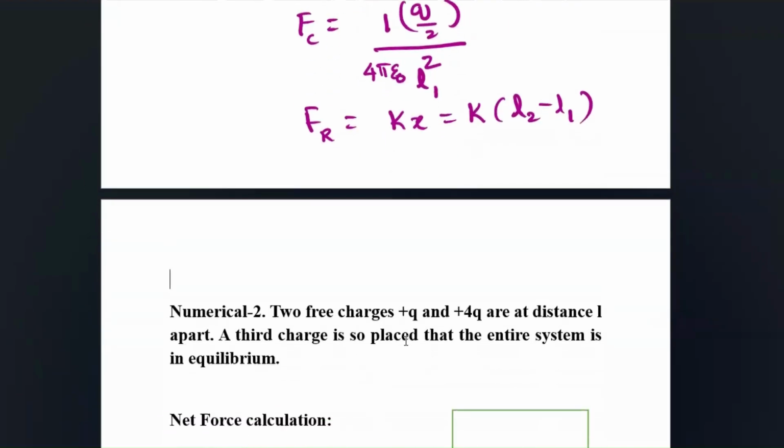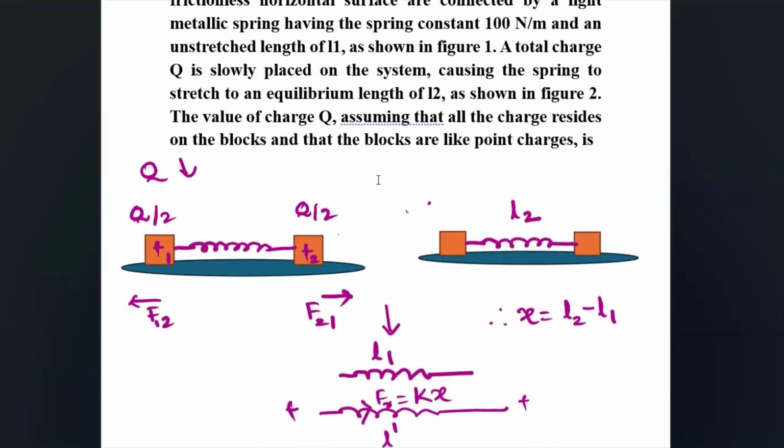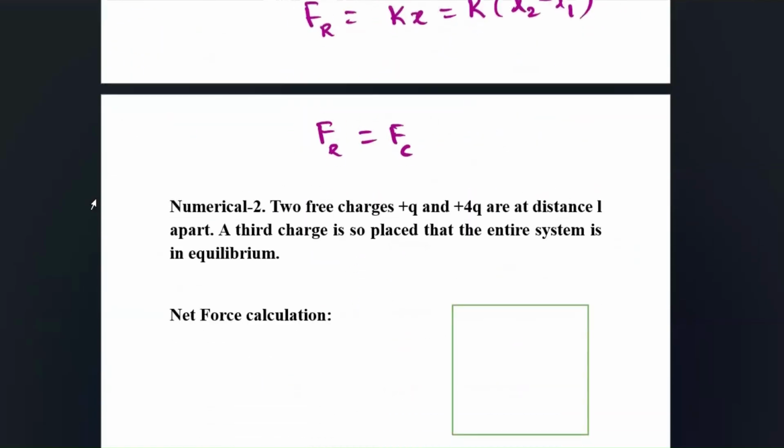So again, what is the restoring force? Fr equal to k into x. Magnitude only I am taking. K into x is k into L2 minus L1. Simply equate them, substitute them. That's all. Equate Fr and Fc, just substitute them. What are they asking in the question? What are they asking to find? The value of Q. Okay, that you can do. Continue it, you do it afterwards.